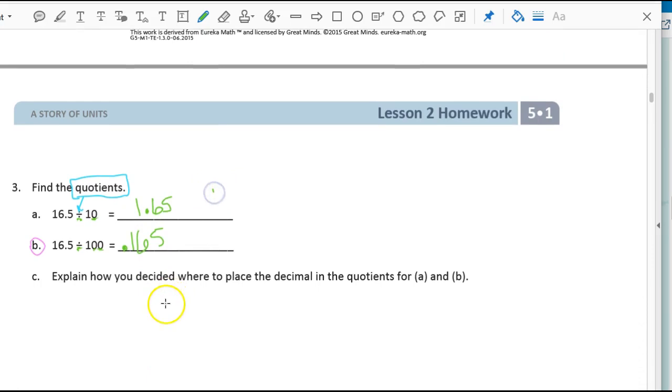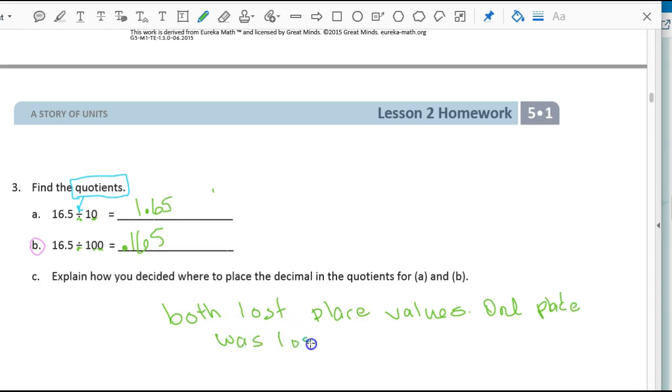So we can say right here, how did we decide? Both lost place values. One place value, we can actually even say 1 place was lost, dividing by 10, and 2 places lost, dividing by 100. To sum it up.